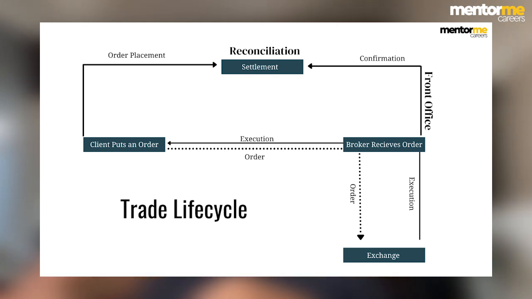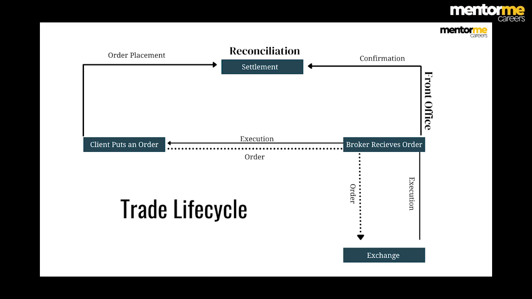Once you put the order, it goes to a broker. The broker receives the order and sends it further into the exchange, and gets a confirmation. At the same time, the broker also sends this confirmation to the depository or the custodian. After that, the custodian gives a confirmation on the order placement to the client and to the broker. That's how the entire network of communication between various parties in the trading happens.